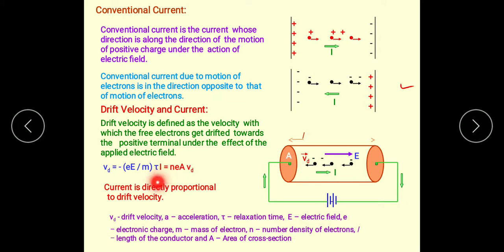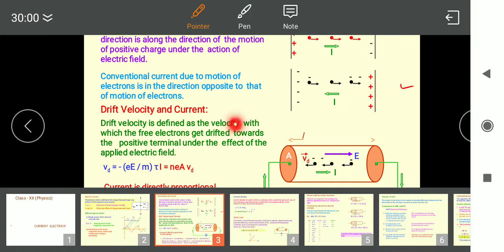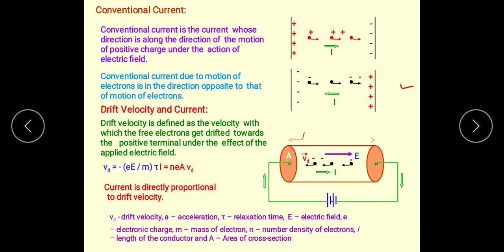There is another formula here, written in orange color: I is equal to NeAVd. This is the relation between current and drift velocity. Again repeating, I is equal to NeAVd, where N is the number of electrons, e is the charge on one electron, A is the area of the conductor, and Vd is the drift velocity. So these are the two formulas: one for drift velocity and one is the relation between I and drift velocity.